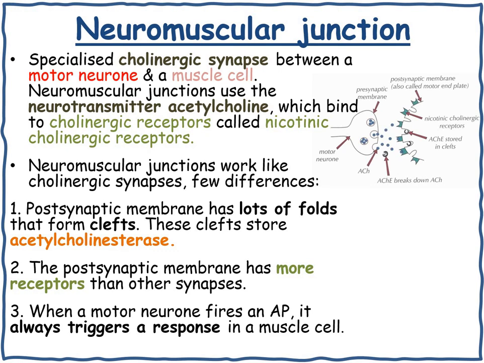The first one is that the postsynaptic membrane has lots of folds that form clefts. These clefts store acetylcholinesterase. The postsynaptic membrane has more receptors than other synapses as well. And when a motor neuron fires an action potential, it always triggers a response in a muscle cell.